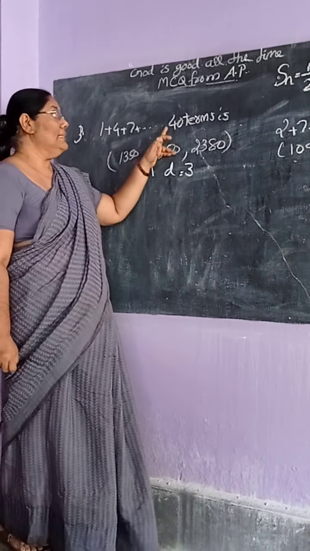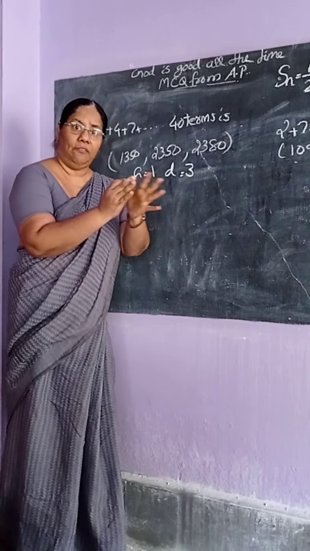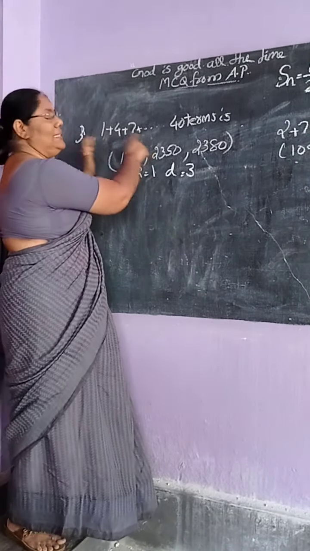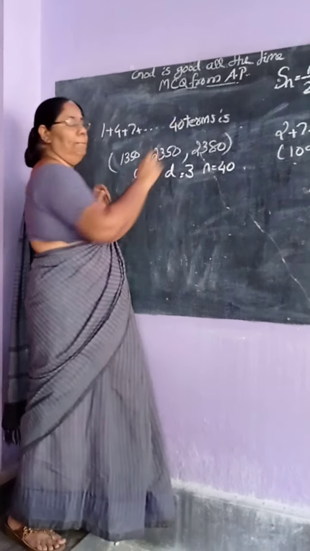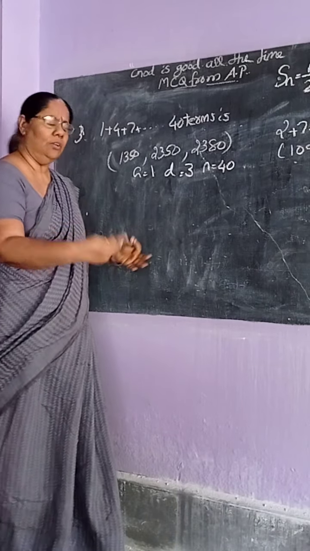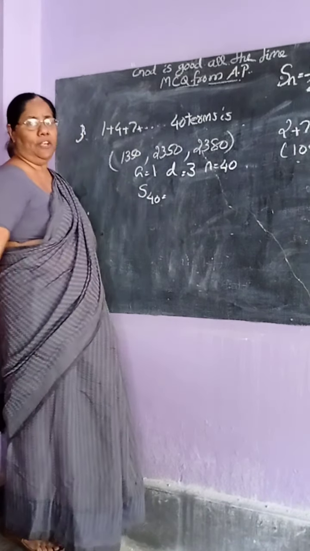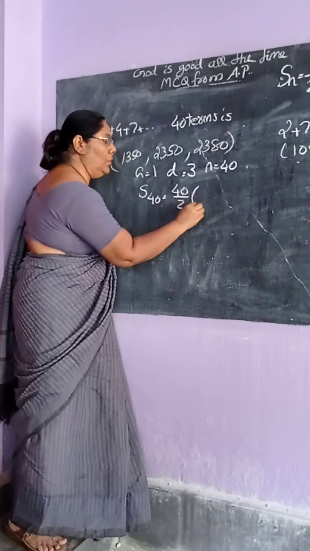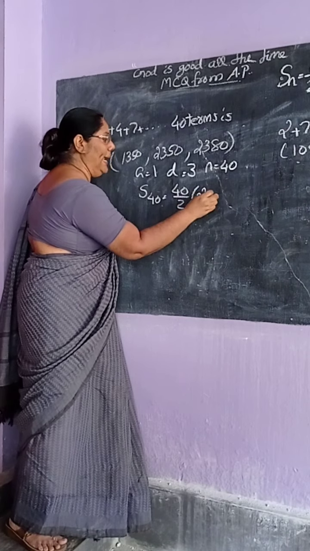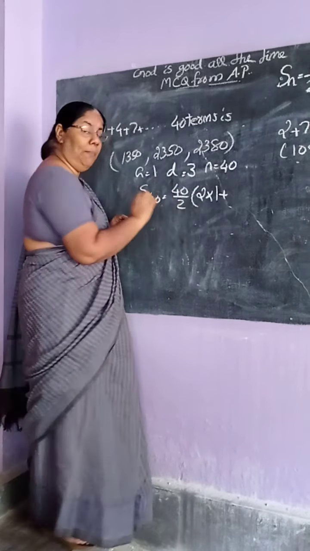And here, sum to 40 terms means our aim is to add 40 terms of this series. Therefore, n is equal to 40. Therefore, direct question, S40 is equal to, what is S40? 40 by 2 into 2 into A. What is your A? 1 plus 40 minus 1.